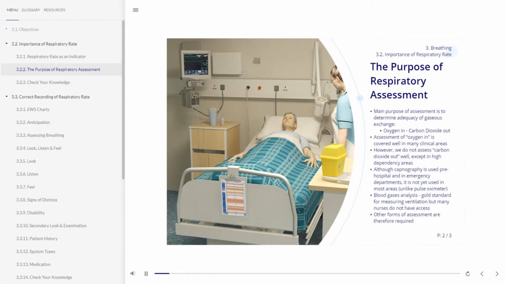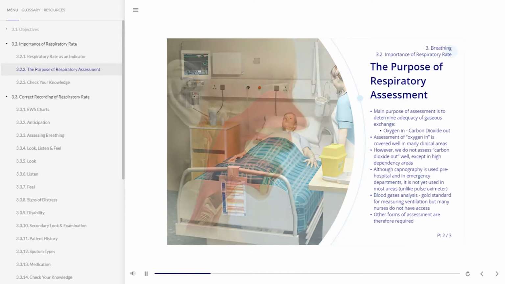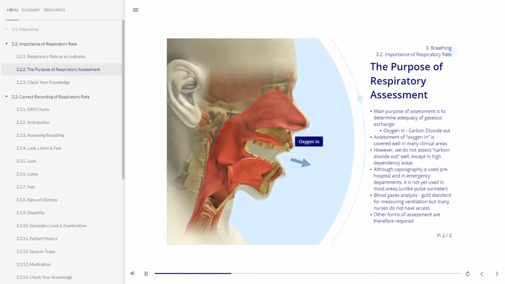The main purpose of respiratory assessment is to determine the adequacy of gaseous exchange, oxygen in and carbon dioxide out. In a lot of clinical areas, we assess the oxygen in parts reasonably well, but we do not assess the carbon dioxide out very well, except in high-dependency areas where capnography is used in conjunction with arterial blood gas, ABG. Where immediate access to this is not available, we need to be able to assess the patient's breathing in other ways.